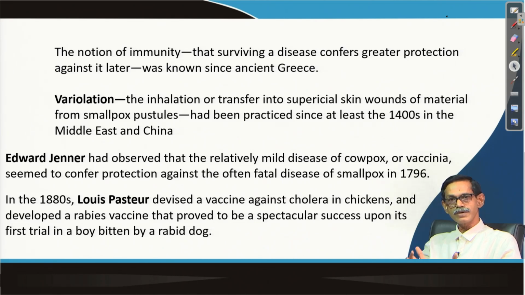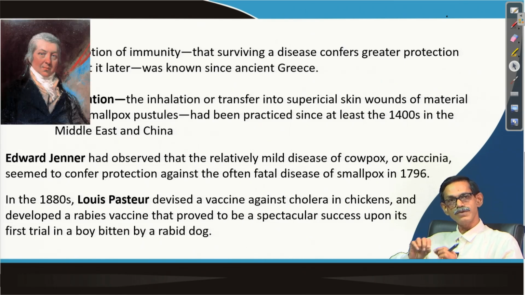But the concept or notion of immunity came a long time back. In ancient Greece, it was also known that those who survive a disease are greatly protected against it later. That means, if someone has survived a disease, next time the same disease cannot do that much harm compared to a person who is attacked for the first time. Another thing was variolation, the inhalation or transfer into superficial skin wounds of material from smallpox pustules. That practice is known since 1400 in the Middle East and China. So, that means if you inhale material from the superficial skin of a smallpox patient, that gives you some protection.